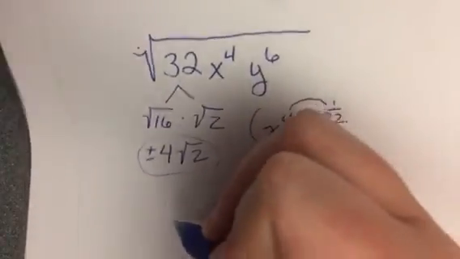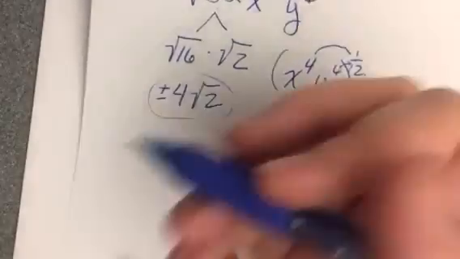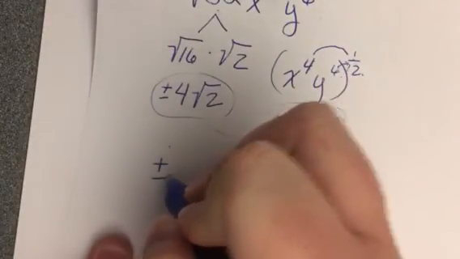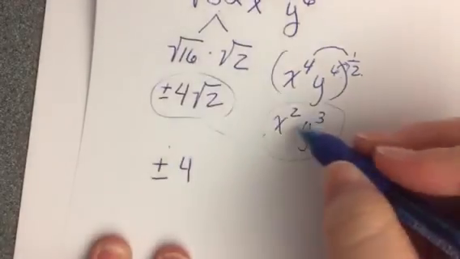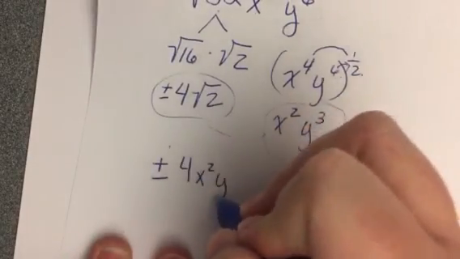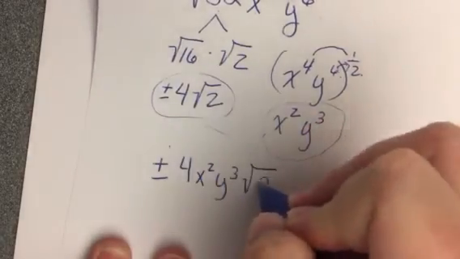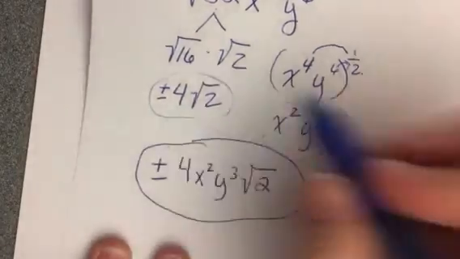So I end up with plus or minus 4 x squared, y to the 3rd, times the square root of 2.